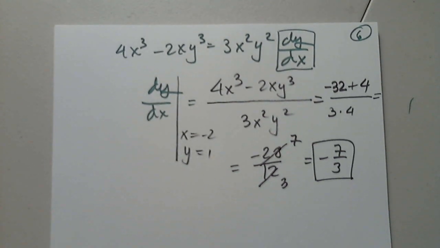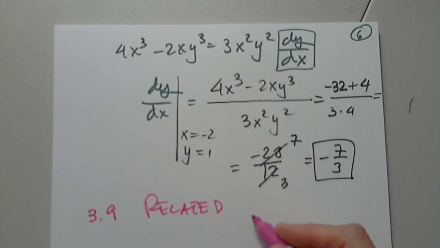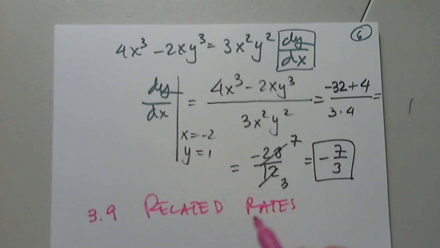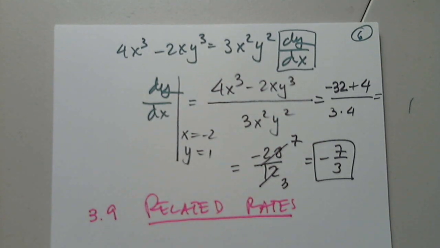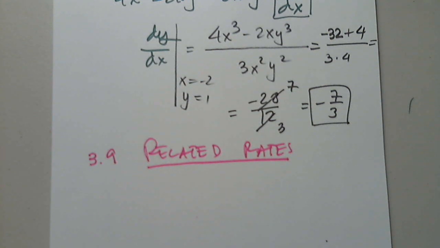The last thing that I wanted to say from this chapter, the very last thing, is section 3.9, related. I don't like the name, and I'll explain in a minute. Related rates. I'll explain what it means. See, here is an example.